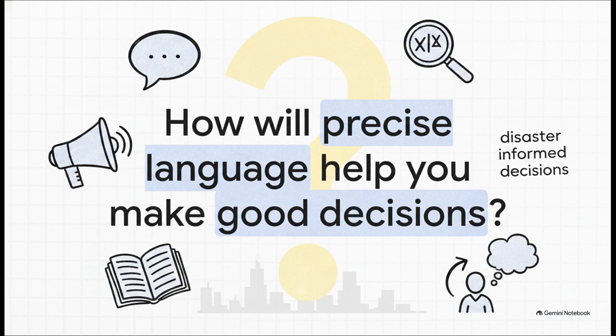So, I want to leave you with this thought to chew on today. How will understanding precise language help you make informed decisions in your own community? Next time you come across a health advisory, a disaster warning, or even just a local community poster, pay attention. Notice the discipline-specific words, check out the active or passive voice, and look for those operational definitions. Because the better you understand the language, the better prepared you are to act.